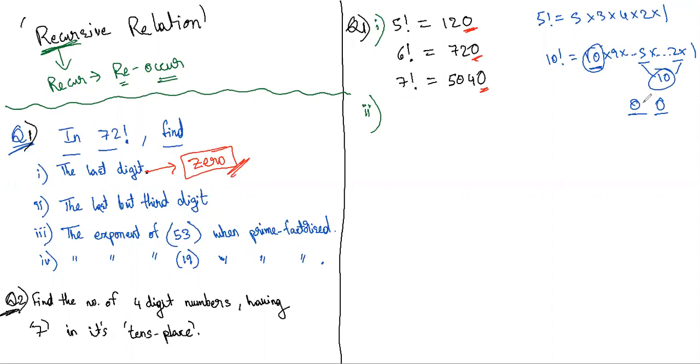Did you guys understand? 10 factorial will be divisible by 100 because it has 10 into 10 inside. So the last 2 digits will be 0. Similarly, 15 factorial will have last 3 digits as 0. So on and so forth.